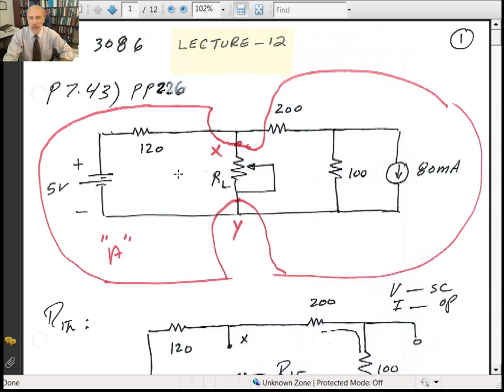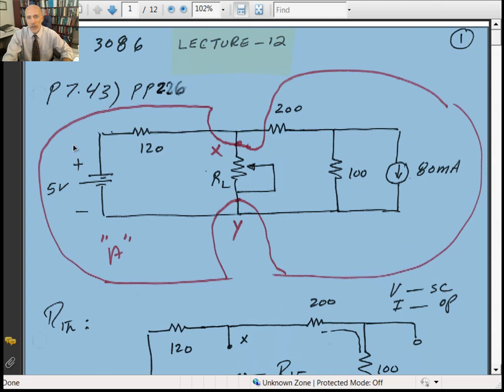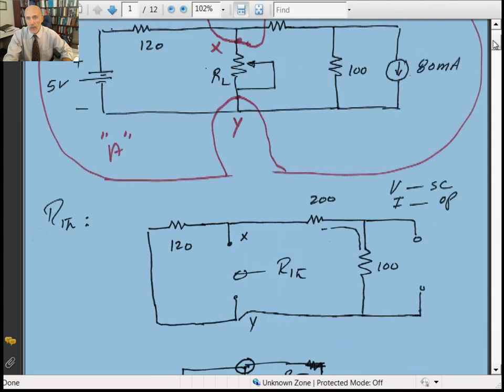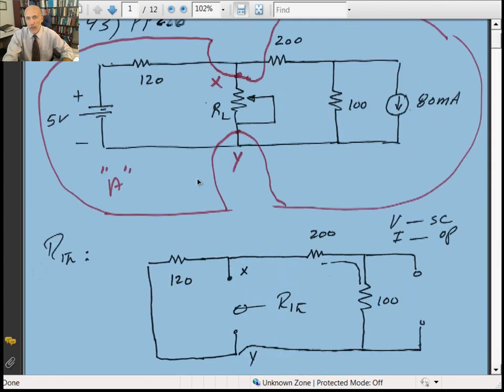And that was the application of maximum power transfer to the application of Thevenin's. So what we need to do is come up with a Thevenin equivalent for the circuit. Everything outside the load would be considered network A. And then to come up with a Thevenin's, first let's calculate R Thevenin, looking at terminals X and Y.